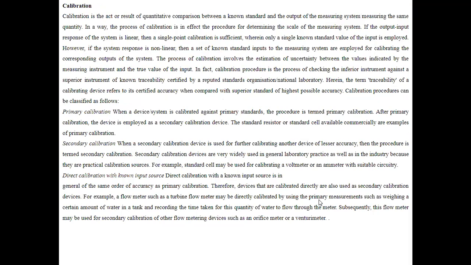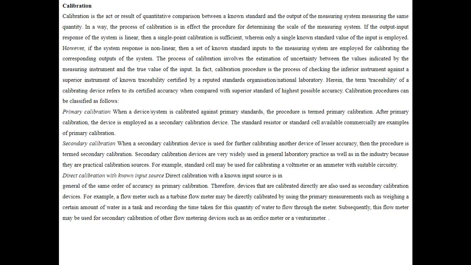Next is calibration. Calibration is the act or result of quantitative comparison between a known standard and the output of the measuring system, measuring the same quantity. In a way, the process of calibration is in effect the procedure for determining the scale of the measuring system. If the output-input response of the system is linear, then a single point calibration is sufficient, wherein only a single known standard value of the input is employed.